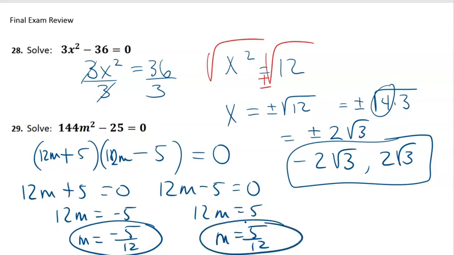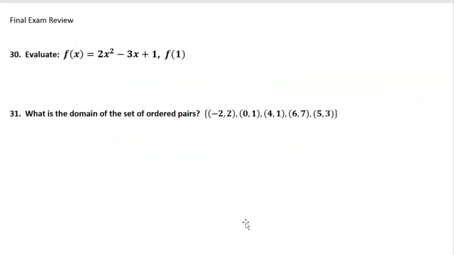That's your second answer. I promised if you add the 25, divide by 144, take the square root, it'd give you plus or minus 5 twelfths, and you have it that way also. So let's move on to 23.